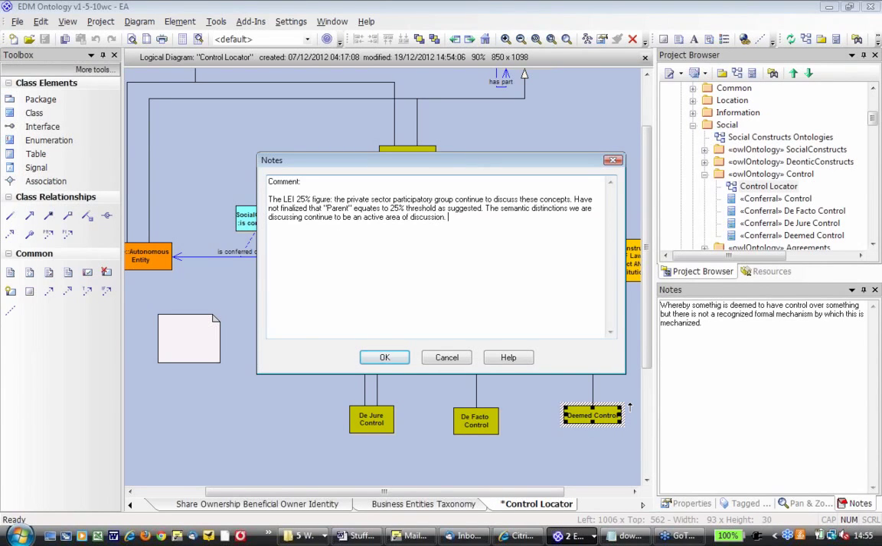It continues to be an active area of discussion, but definitive word has not come out and probably won't for some time, until after the global LEI facility is up and running and the legal entity is established and all that. So it continues to be an item for discussion.